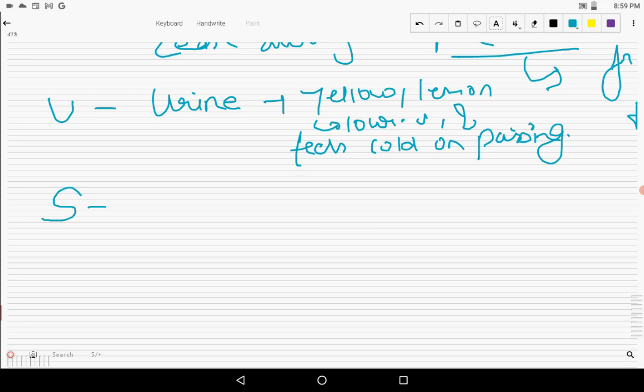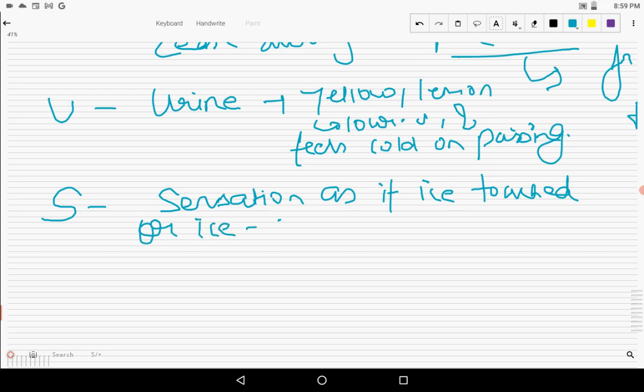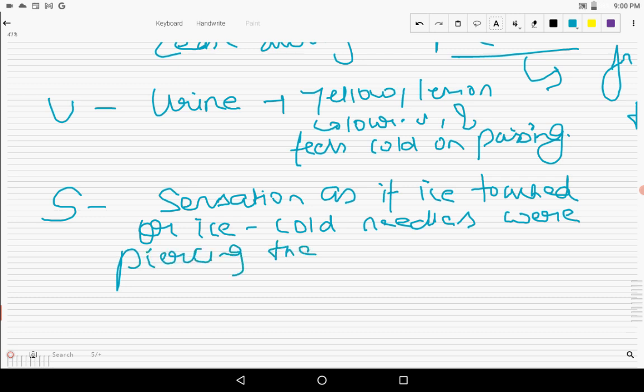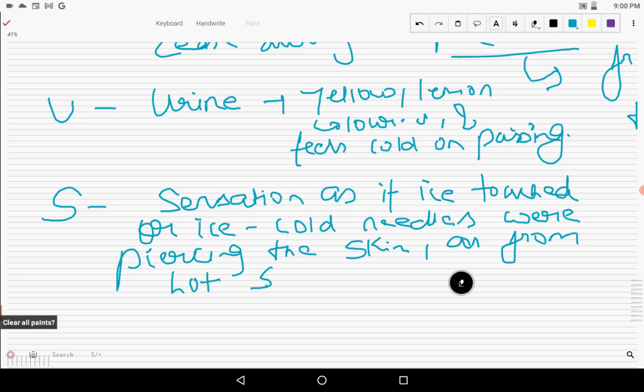Last, S. S stands for sensation as if eyes touched or ice cold needles were piercing the skin as from hot needles. So in Agaricus there is sensation of both. Either the skin feels as if touched by ice or by hot needles.